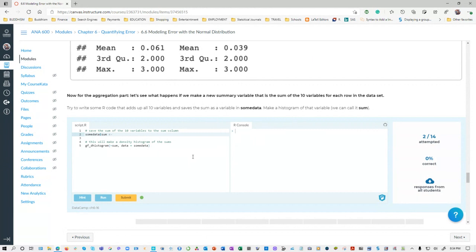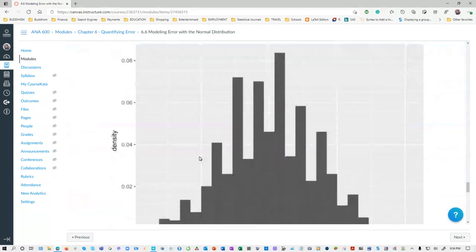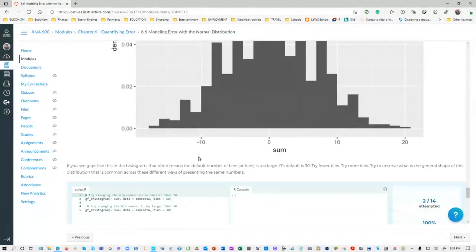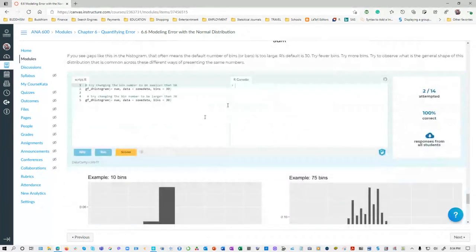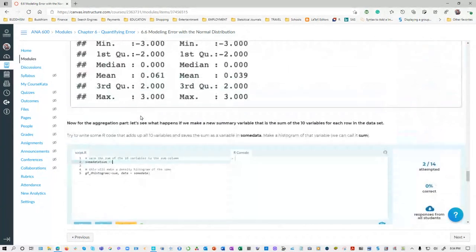If you want to aggregate, you say sum. If you want the sum, you can say sum, then go to the variable, the income data. Then you're going to draw that sum. You can do a histogram for the sum. What I'm going to do is write the R code that adds up all 10 variables and saves the sum as a variable in some data.